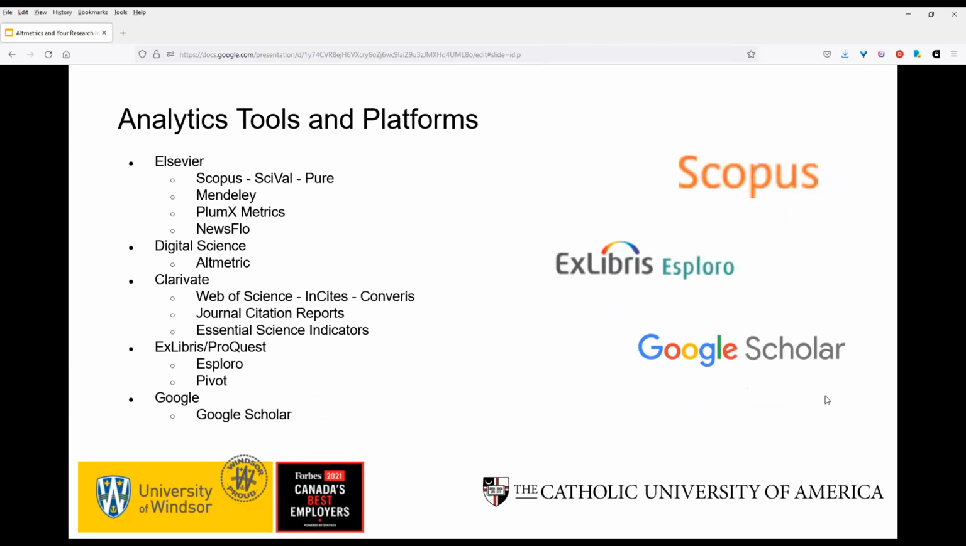Looking at this a little bit more closely, each of these companies has different products. Elsevier has a product line that is consonant with what Clarivate has. So they have a basic bibliographic index called Scopus, whereas Clarivate has something similar called Web of Science. And Web of Science has been around for quite a while now. Scopus is a newer product.